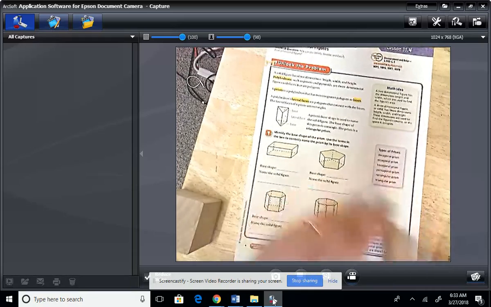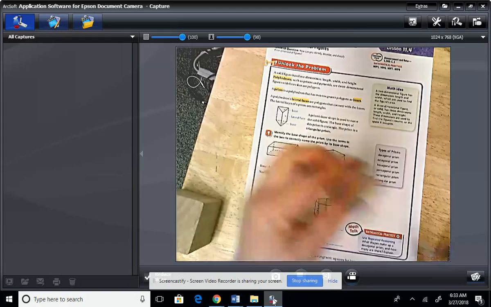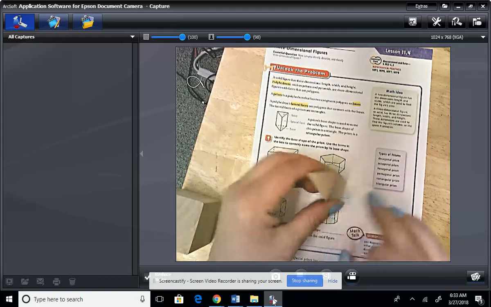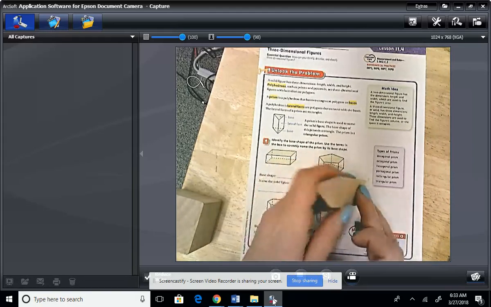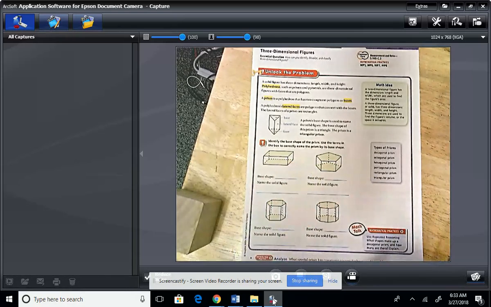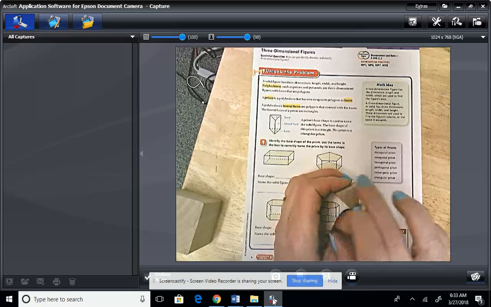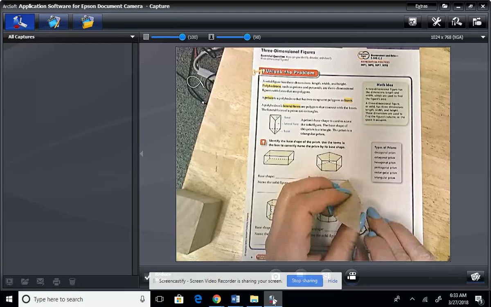Okay, a polyhedron has lateral faces, which are polygons that connect with the base. So we have a face that connects here, a face that connects here, a face that connects here or here. The lateral faces of prisms are rectangular. The prism base shape is used to name the solid figure. The base shape of this prism is a triangle. So if we look, we have a triangle for our base. So that's how it's a triangular prism.